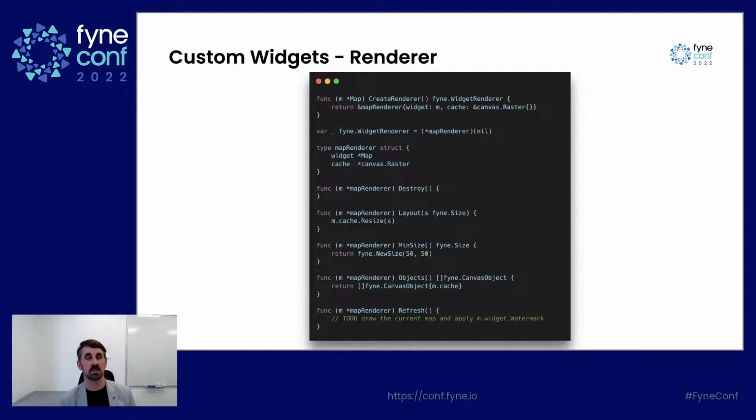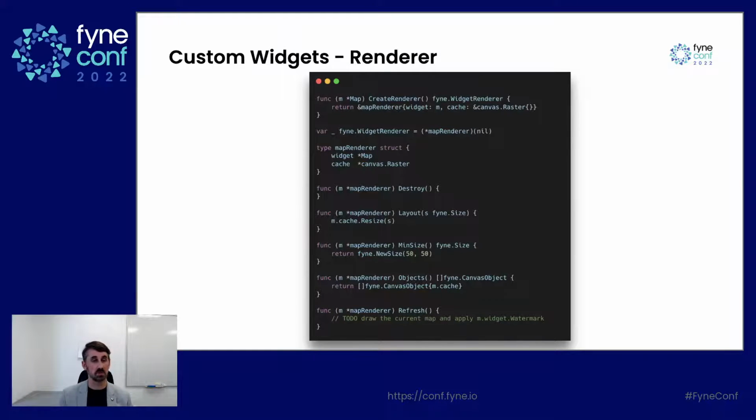It's not a particularly exciting one. We just have a raster cache essentially, but we start by implementing the create renderer function on our map, which creates a new instance of this map renderer. We pass our widget, our map, into it, so it has a reference to our state, and we set up this raster for our cache. We also have a type assertion there to make sure that our widget renderer is truly a full widget renderer. This means that we get compile errors rather than runtime errors if we accidentally miss a method, typo, or if for some reason the interface definition changes.